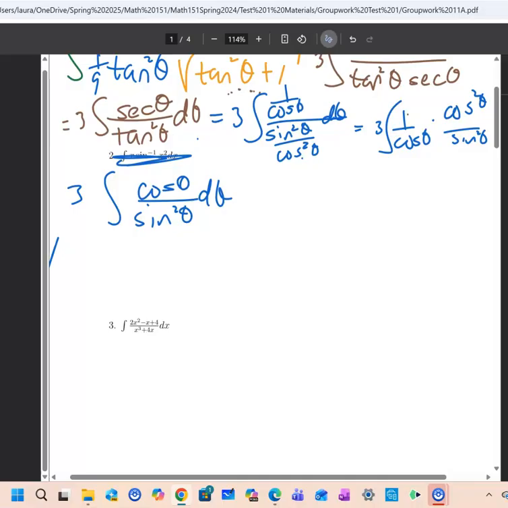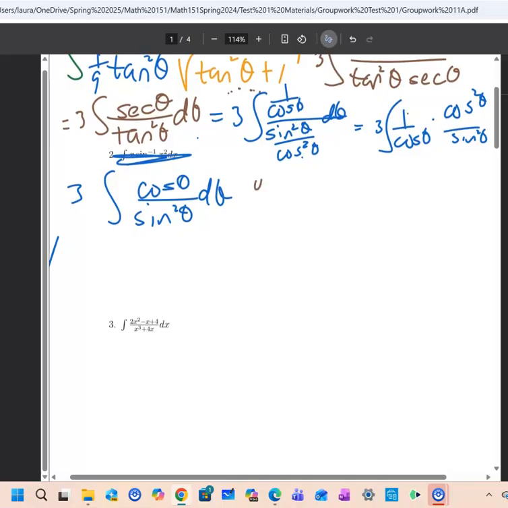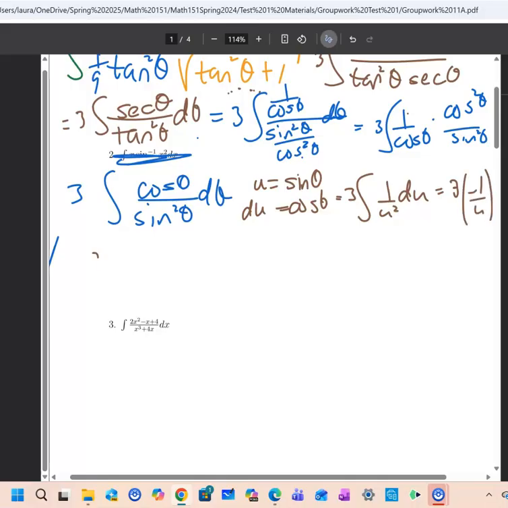Again, this is not one of your normal peel off things with sine cosine combos, but I think you see it. If I do an easy u substitution, then the du is the numerator. So carry the 3, and I get 1 over u squared du. So that's 3 times negative 1 over u. I'm going to go slow, so I put all those things back in. The u was sine, plus a c.